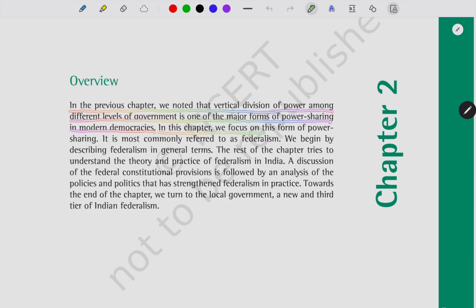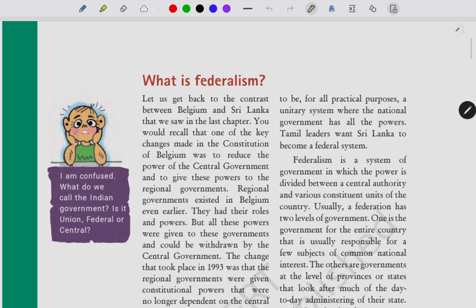In this chapter, we focus on this form of power sharing. It is most commonly referred to as federalism, key term. We begin by describing federalism in general terms. The rest of the chapter tries to understand the theory and practice of federalism in India. A discussion of federal constitutional provisions is followed by an analysis of the policies and politics that have strengthened federalism in practice. Towards the end of the chapter, we turn to the local government, a new and third tier of Indian federalism. So let's get started.